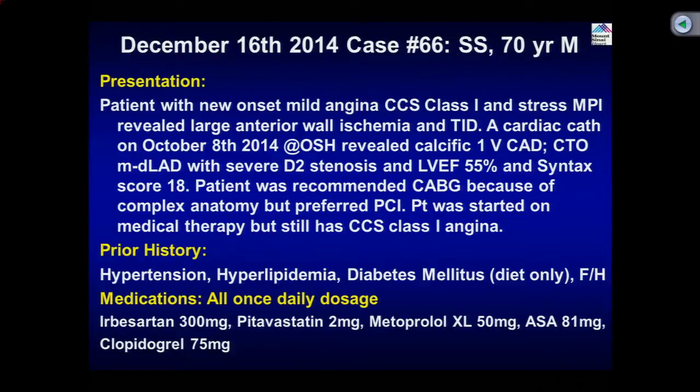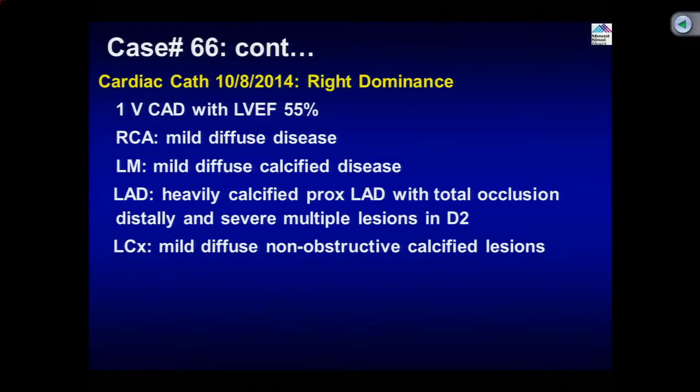Because of the calcific nature and occlusion, complex CAD, the patient was referred for bypass surgery and came to me for consultation, and we discussed various options. The patient preferred PCI, for which the patient is here now. And Annu will show the angiogram of this particular case.